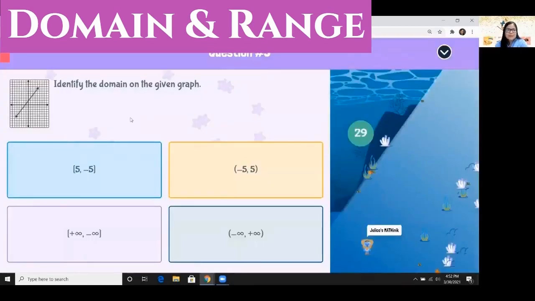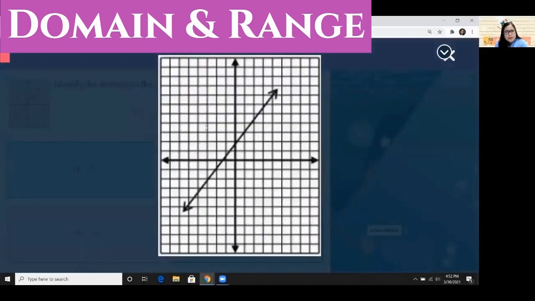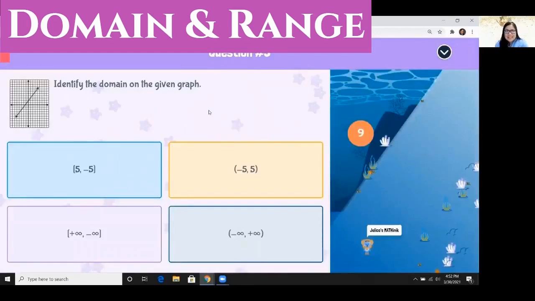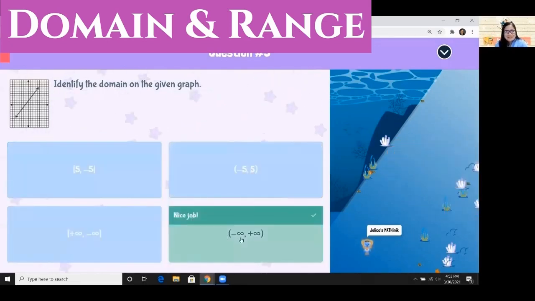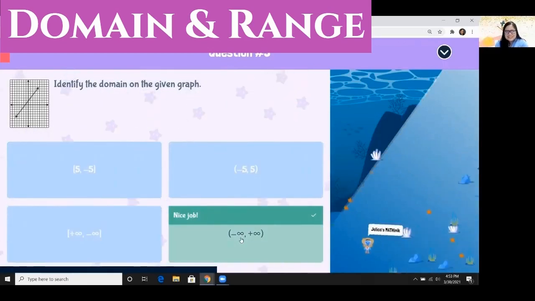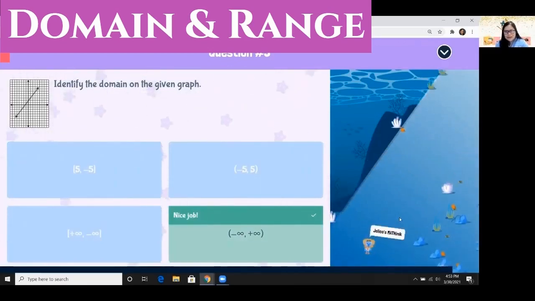Question number 5. We need to identify the domain on the given graph. So domain, that means we're just focusing on the x-axis. And it has an arrow. Arrow means infinity. So it will expand on both left and right sides of the Cartesian plane. So therefore, positive and negative infinity will be the correct answer. But writing them properly, least to greatest, we will have negative infinity and positive infinity. Good job. Yippee! Almost on the tip of the mountain.